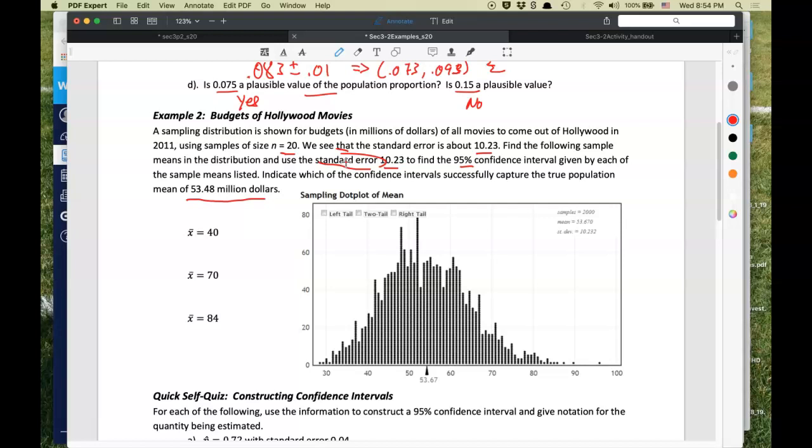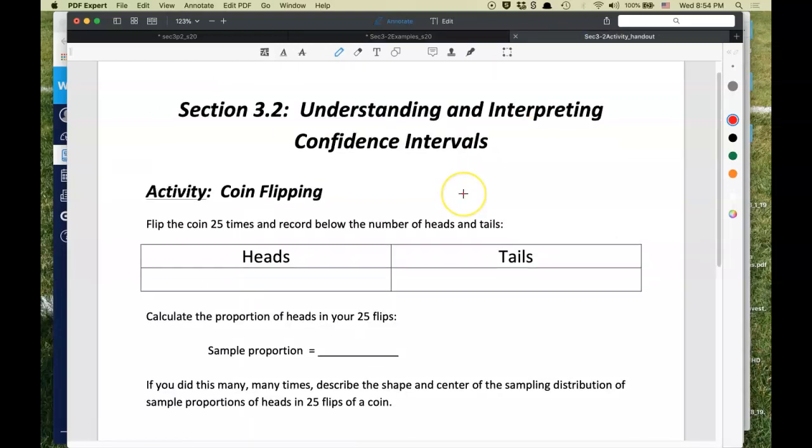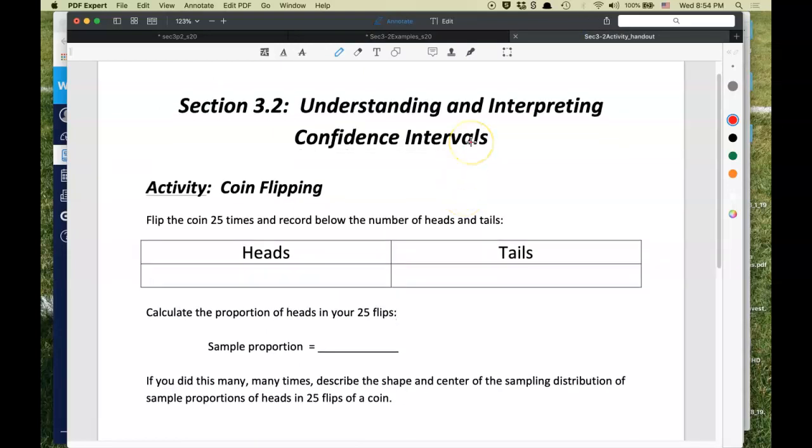All right, so I want to pause here, and then we're going to go ahead and consider a little example, and then we'll come back to that, all right? Okay, so the example that I want to consider is a little activity. So I would encourage you to try this on your own. Flip the coin 25 times and record below the number of heads and tails.